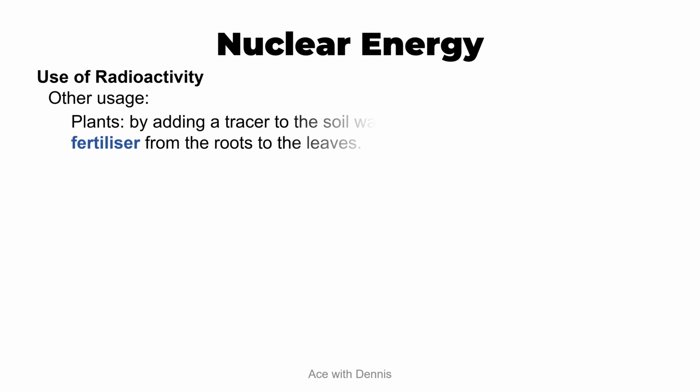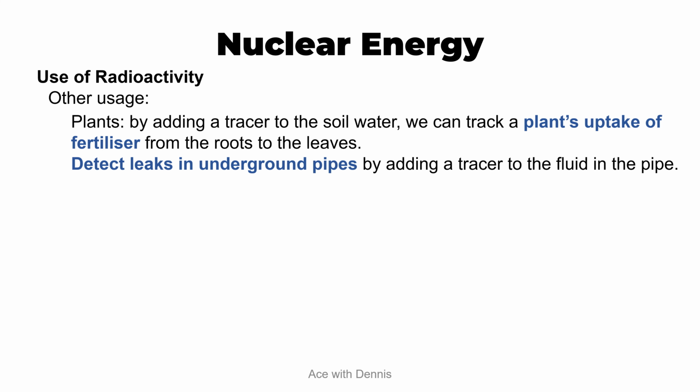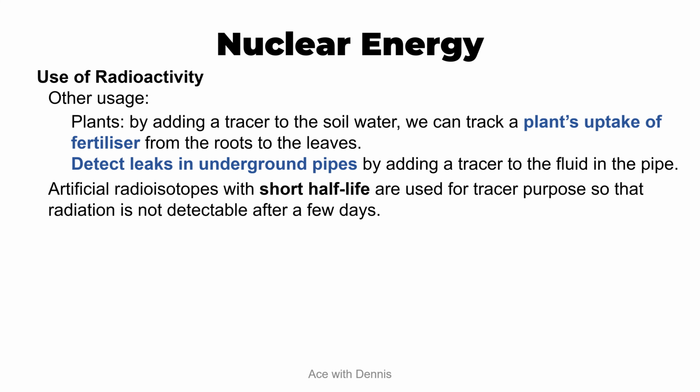Other usage, we can use it on plants. By adding a tracer to the soil water, we can track a plant's uptake of fertilizer from the roots to the leaves. We can also detect leaks in underground pipes by adding a tracer to the fluid in the pipe. Artificial radioisotopes with short half-life are used for tracer purpose so that radiation is not detectable after a few days.